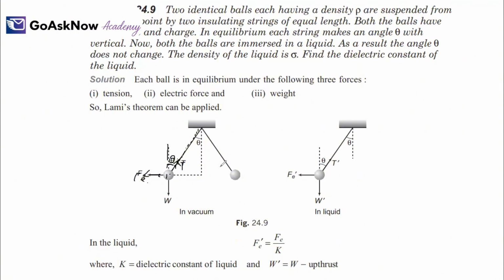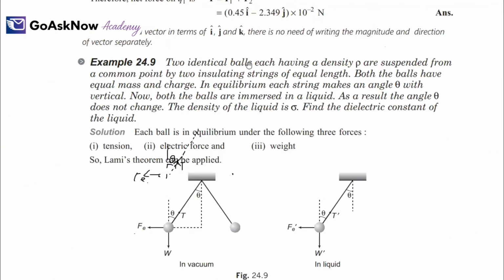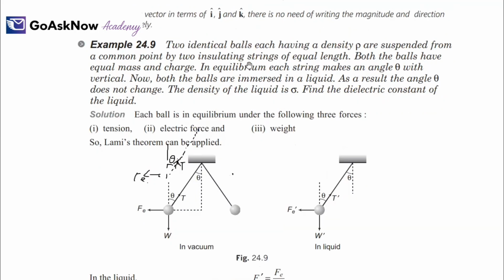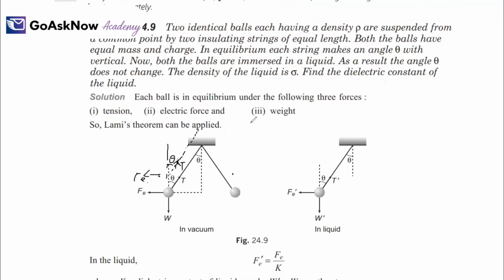This electric force is due to the other ball, because both the balls are hanging here. See in the figure, you can observe this. Yes, so this is the electric force due to repulsion, and here weight is acting also. Okay, this is in vacuum only.